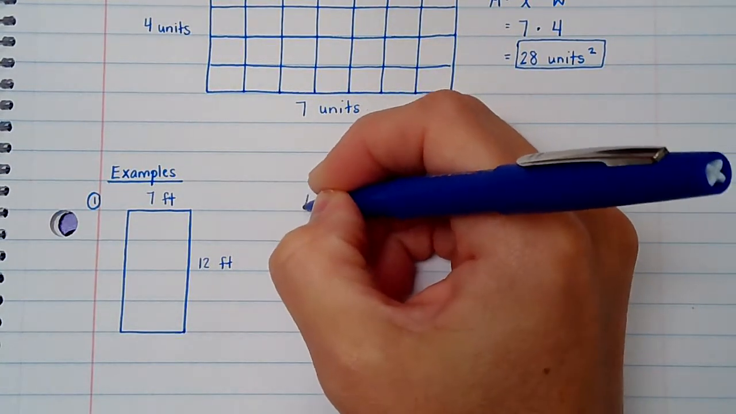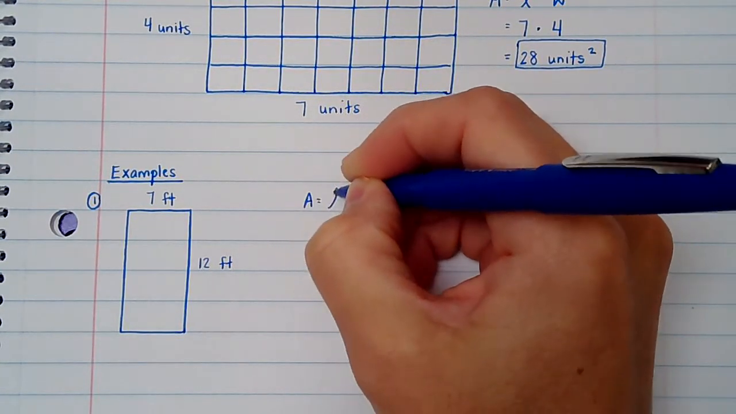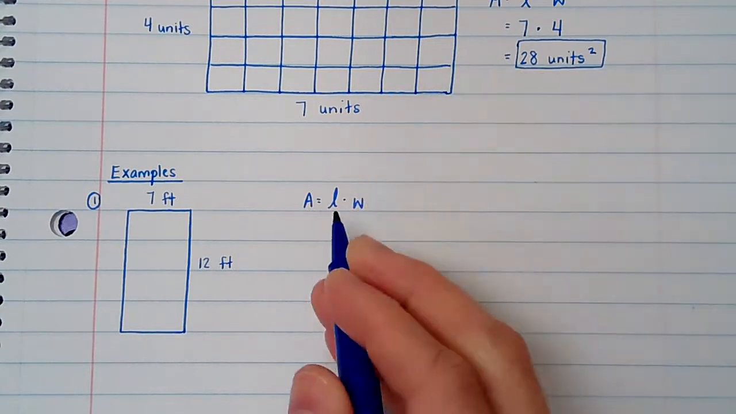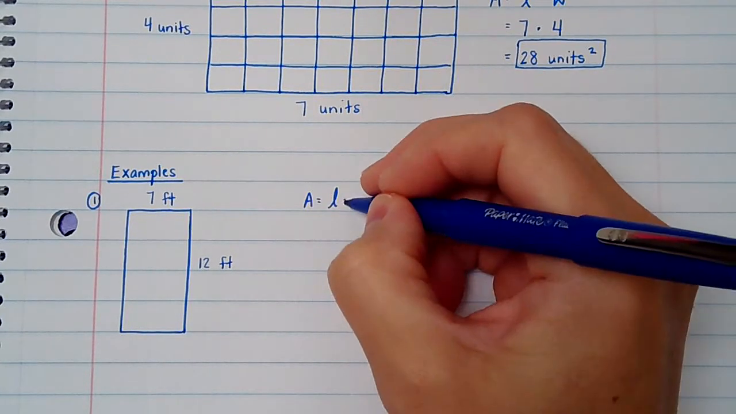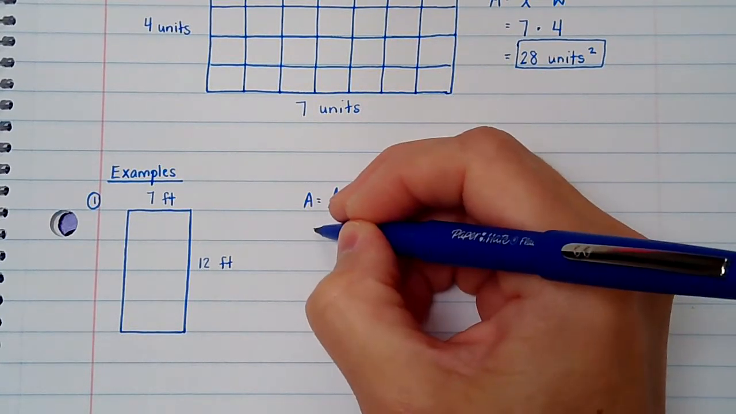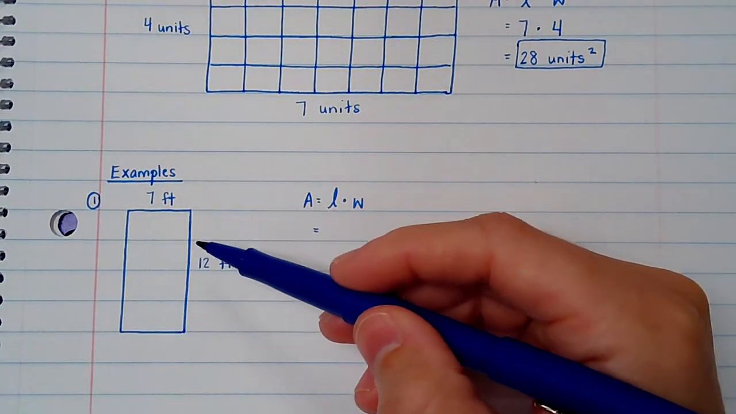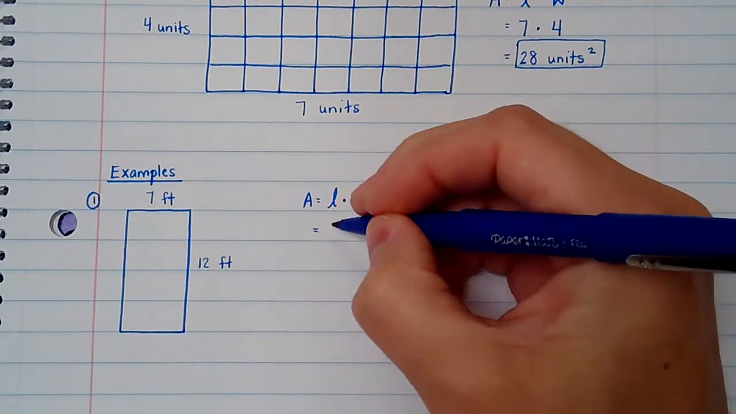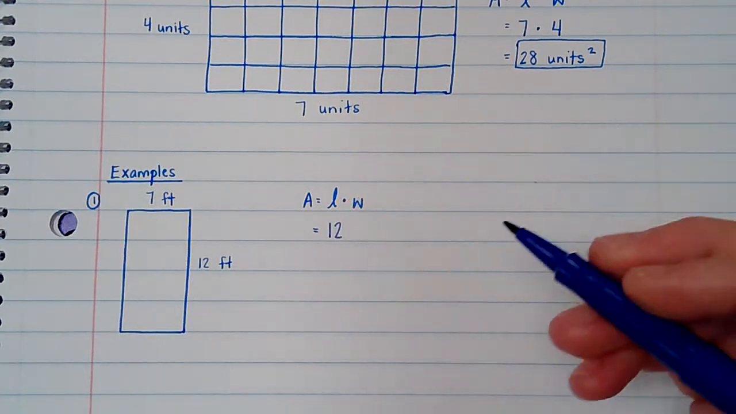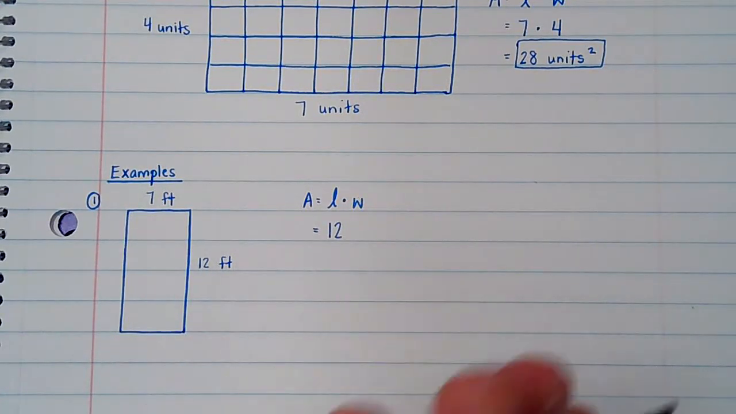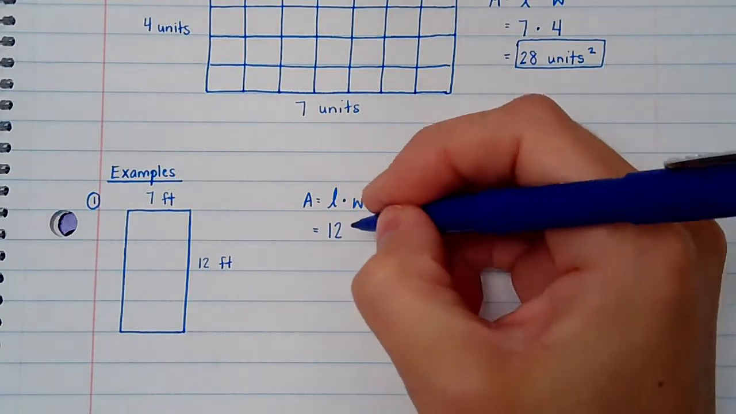So if I'm finding the area of this rectangle, remember my formula is length times width. Remember the dot means to multiply. Don't let that confuse you. All right. So then you just plug in your numbers. Well, what is my length? Okay. Well, I'm looking at my shape. My length is 12. Once again, if you said the length was 7, that'd be totally fine. Just make sure you use both numbers is the point.